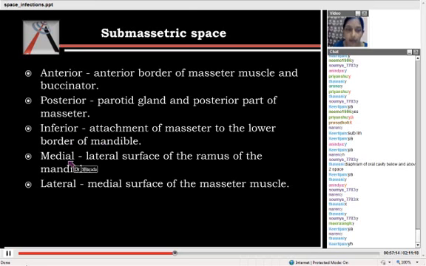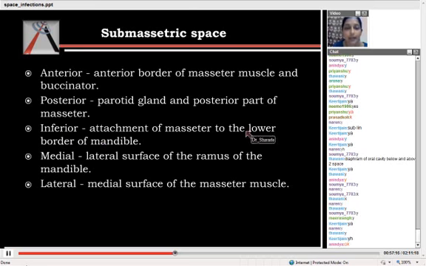Okay? Yeah, so inferiorly, attachment of the masseter to the lower border of the mandible, that's where your masseter is actually attached. Medially, what do you want to have? You want to have your ramus. Right? So medially, this is going to be the bone, the ramus. Laterally, again the muscle. So submasseteric space is basically enclosed in your masseter muscle only. The extent of the masseter muscle is going to determine the extent of your submasseteric space. Got it? This is the easiest space, I guess.